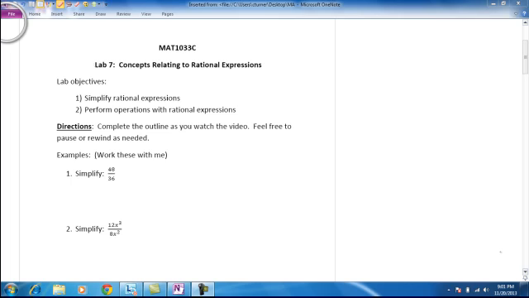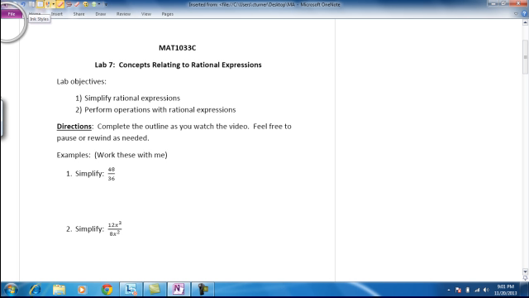Welcome to Lab 7. I'm going to try and show you some basics about simplifying rational expressions and performing operations with rational expressions. You may want to print out this outline and you can complete it with me as I work the problems. Feel free to pause or rewind the video as needed. Let's look at number 1. This is a very basic one.